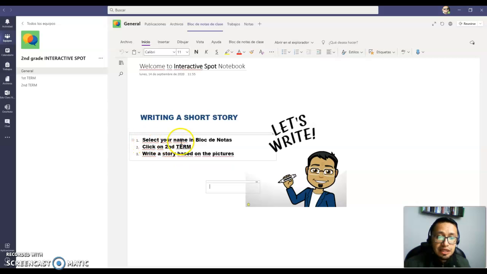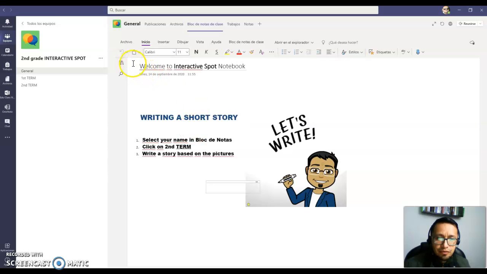First, you have to select your name in Blog de Notas, okay? Then you click on the second term, and finally, you write a story based on the pictures that you will find. But it says here, select your name in Blog de Notas.